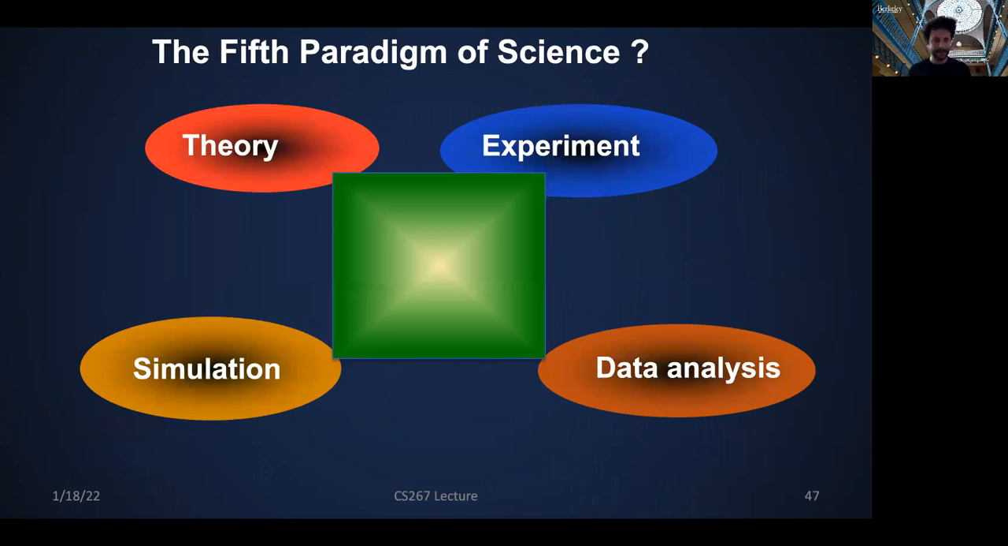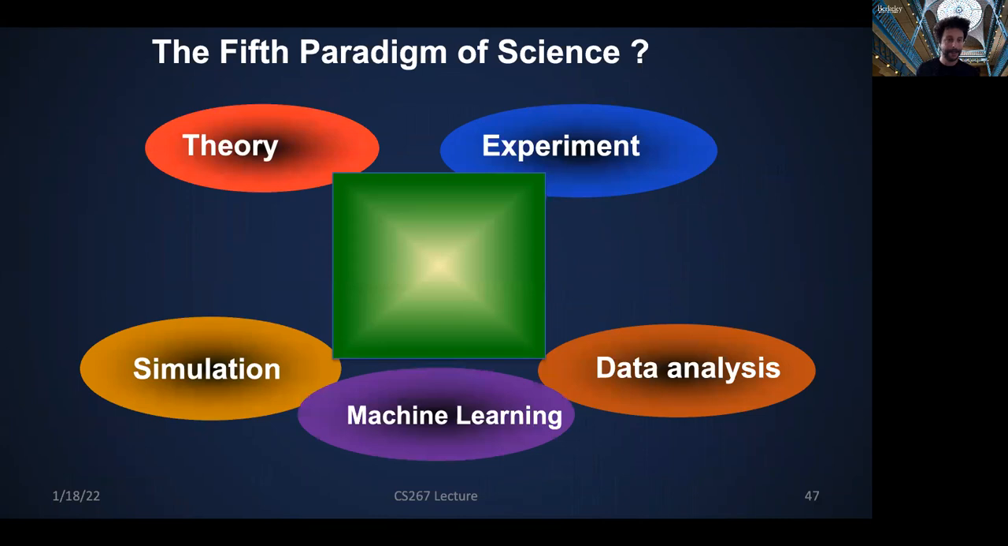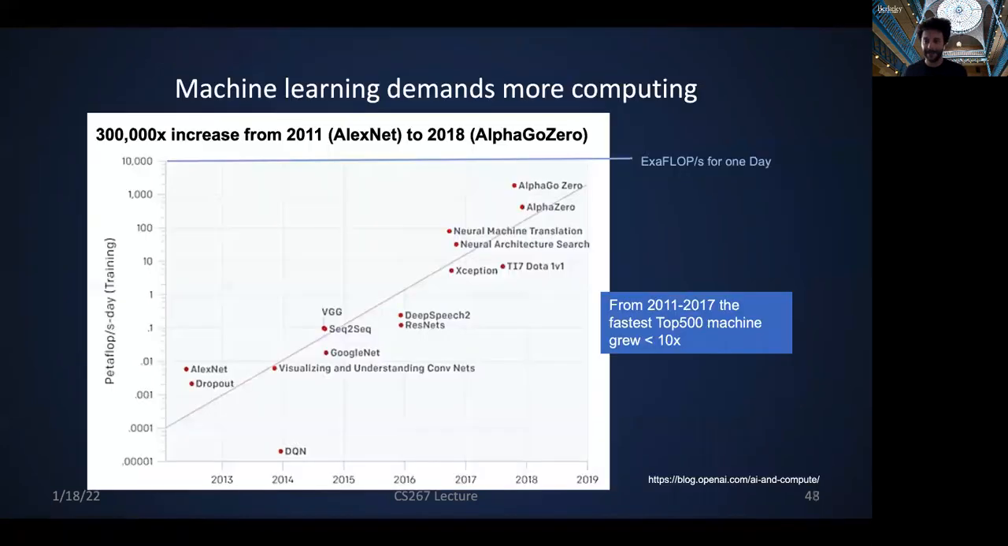Is there a fifth paradigm of science, or are we done yet? Well, there's an argument that the fifth paradigm of science is machine learning. And this is not as commonly accepted yet. You can argue that machine learning fits within data analysis, but you can argue that machine learning fits in simulation too. So it's somewhere in between, and we're just going to talk about it without arguing strongly either way.